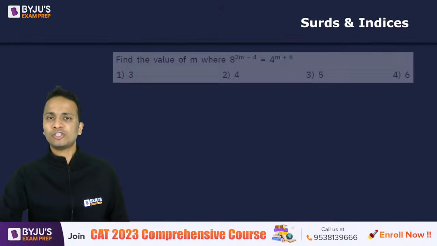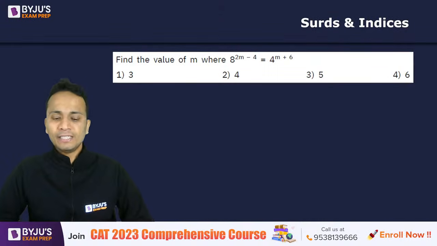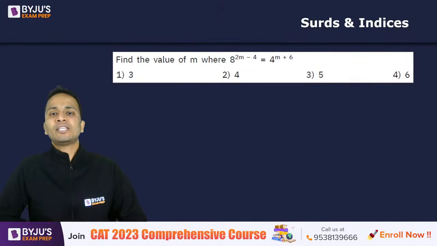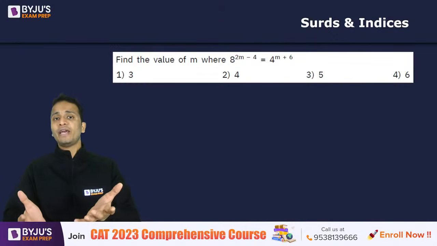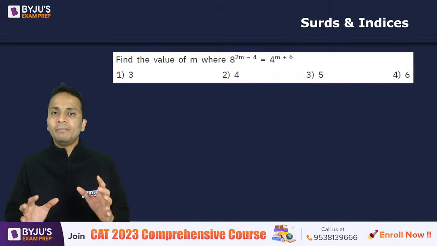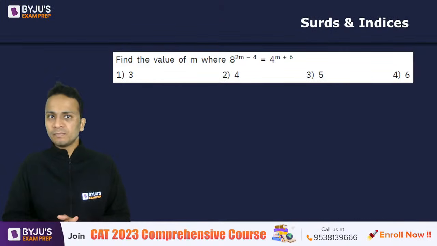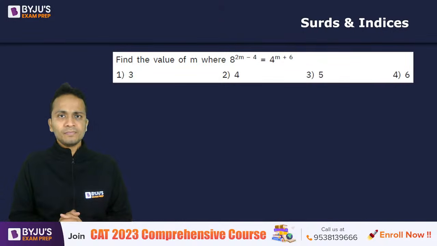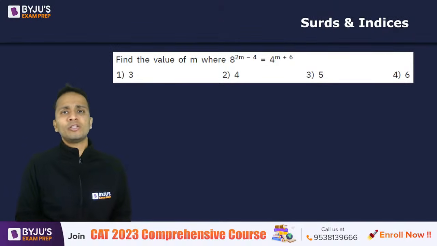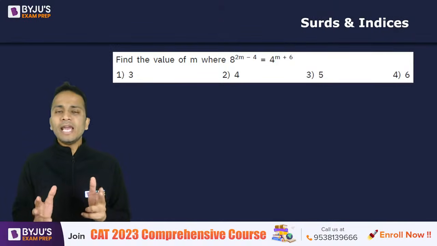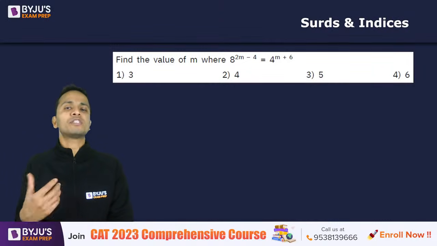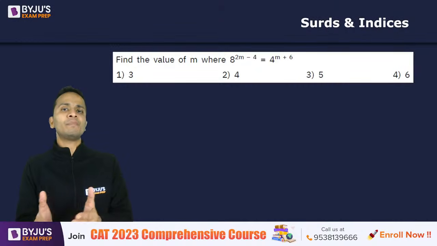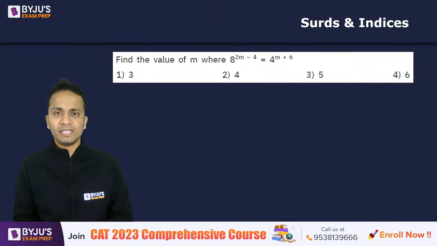Okay, let's move ahead. Next question. Okay, so you have to find the value of m in the given expression. You have to find out the value of m. Now you will be able to find the value of m only if you compare the powers. And how will the power comparison happen? When the bases are equal, right? On the left hand side you have 8, on the right hand side you have 4. Now both 8 and 4 can be converted and written as the power of the same number. 8 is 2 raised to the power something, 4 is also 2 raised to the power something, right?